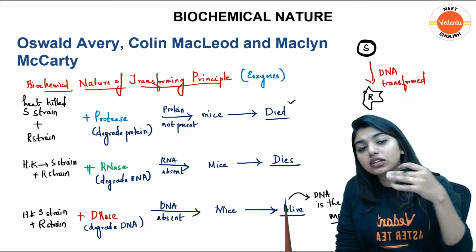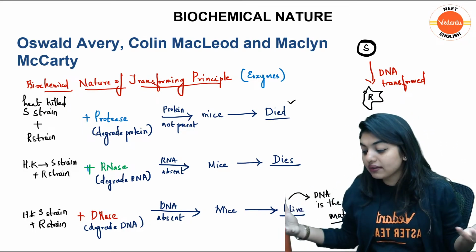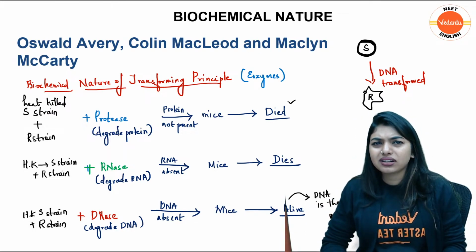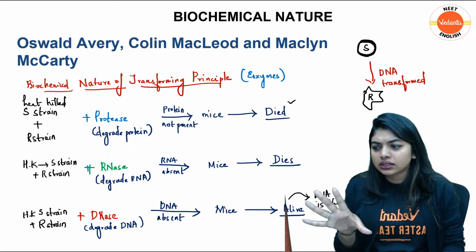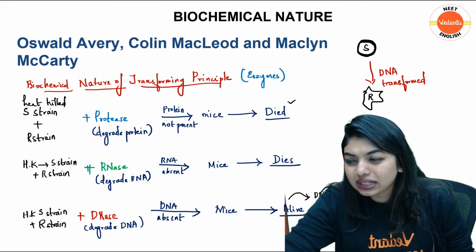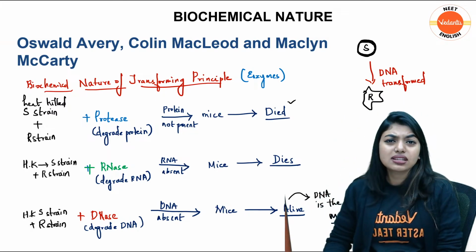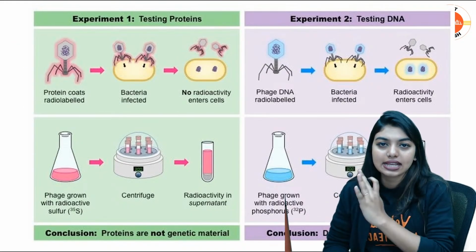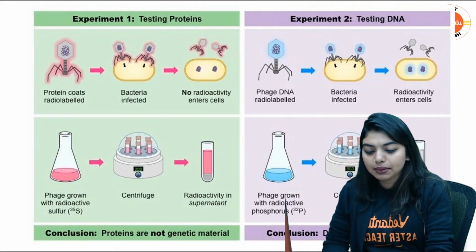But that was not the problem. The problem was that many scientists were not okay with this. They were like, wait, how are you saying this? What is this experiment? It does not make sense. They were not ready to agree, because they thought maybe there is some error. That is when the Hershey and Chase experiment came into existence.